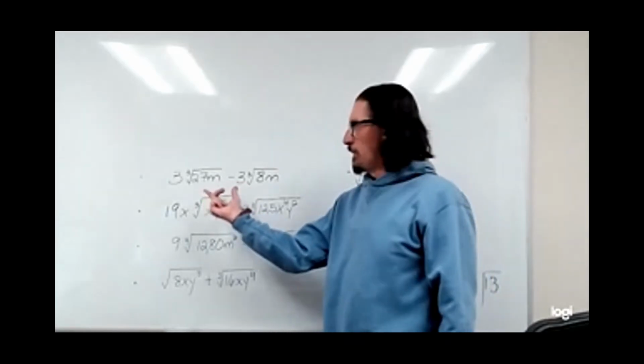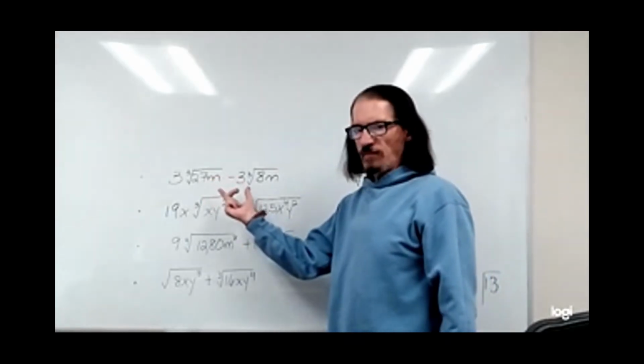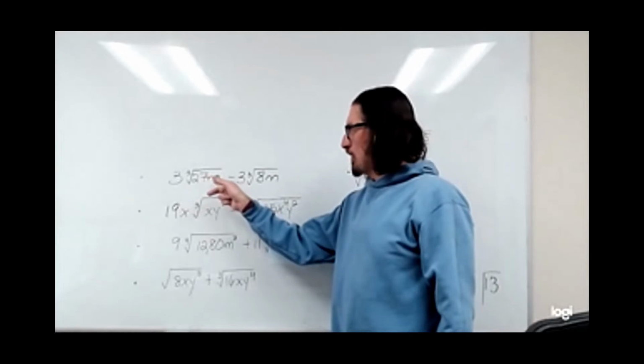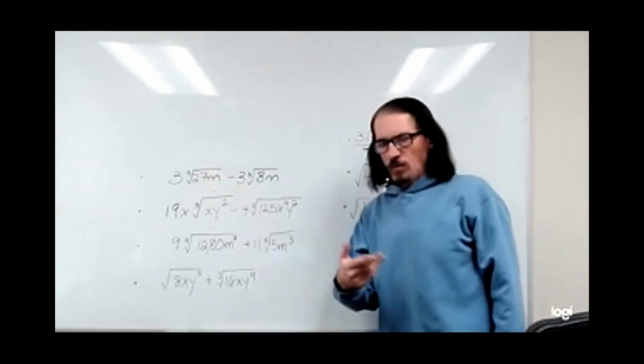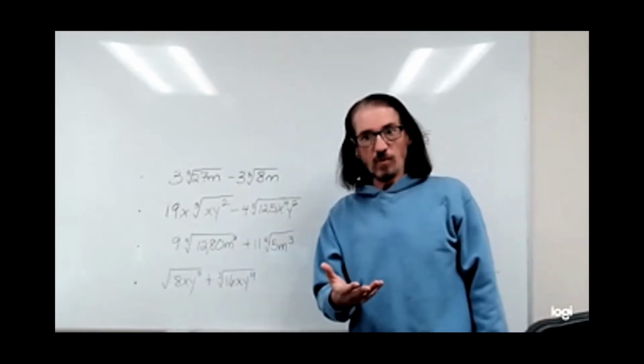We have something similar here. They're both cube roots, but we have different radicands. And also, the power of the m is just the first power, which is less than the index of 3. Well, let's see if we can simplify the numbers and see if we're looking at like radicands after all.